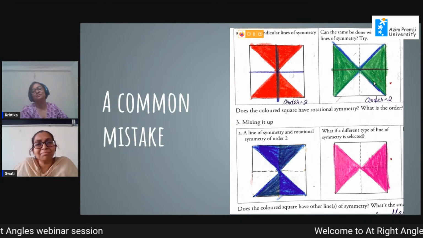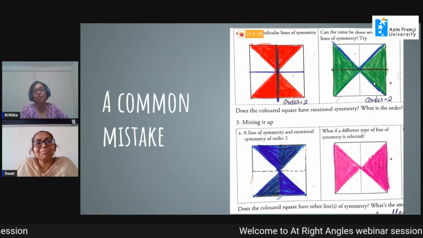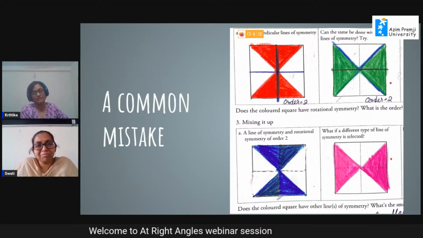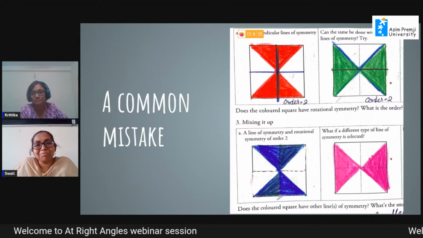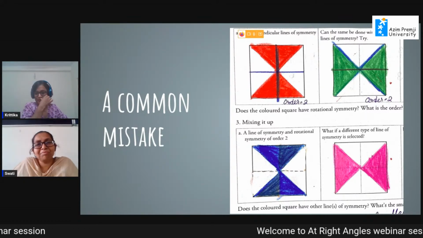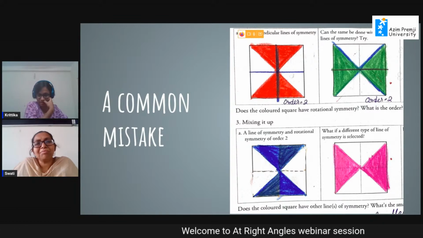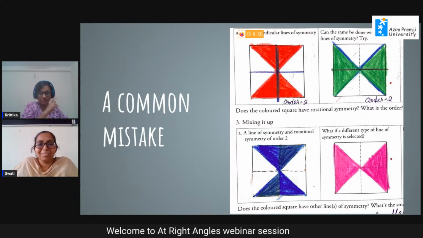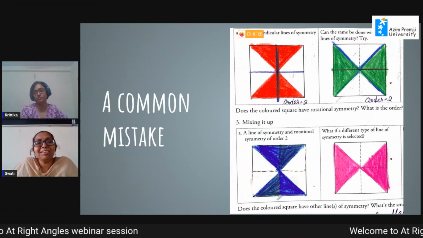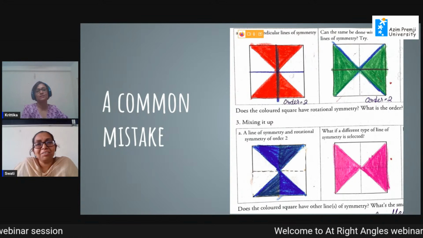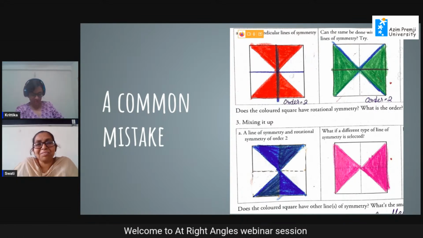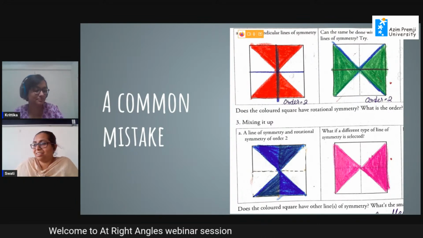So this is a common mistake which happened for many. The same can be done with other lines of symmetry. They have chosen the lines of symmetry correctly, but could not reflect it properly. This also I had asked them: just reflect and check if you are getting the lines of symmetry for that. All right, shall we move to the hexagon?